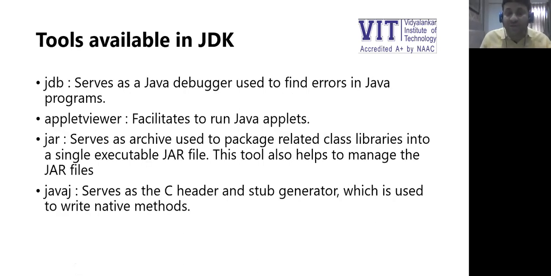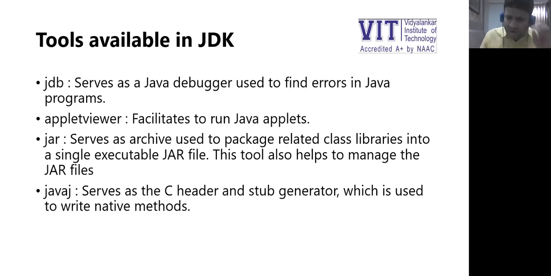Then we have jdb, which is the Java debugger, that will help us to find errors in a Java program. appletviewer will help us to execute applet programs. jar is an archive tool. It is used to package all related libraries together into a single jar file, and it helps us to manage the jar files in Java. And javah serves as a C header and stub generator. Using this, we can write native C methods in Java. So this is about the JDK tools that are provided to us.